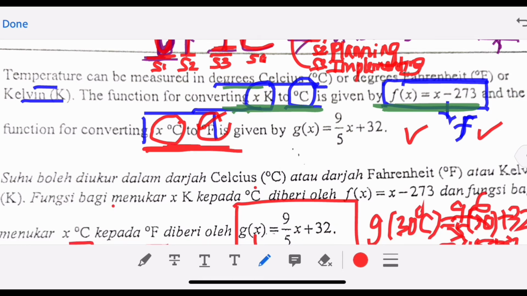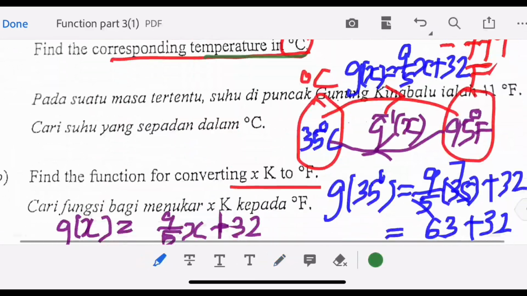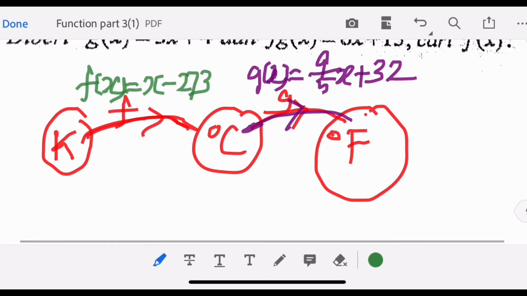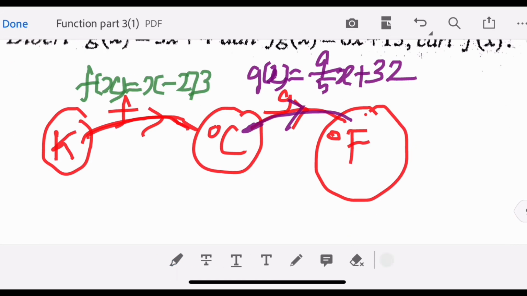Just now it was Kelvin to Celsius. Now Celsius to Fahrenheit is given by this function. So I jot down the information and write it in what we call a mapping diagram, an arrow diagram. You see, I draw the arrow. Some of you, your arrow diagram has no arrow, so they will give you wrong because it's not an arrow diagram. Now the question is asking what?